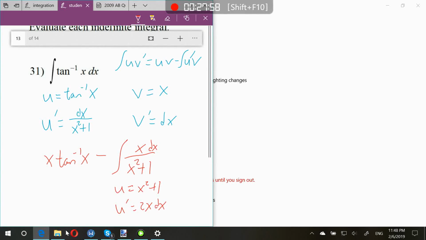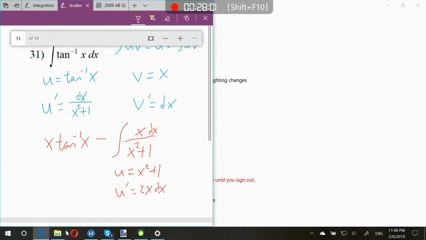Perfect. So if I make that substitution, 1/2 times 2 is 1, so I have not changed anything. Now I've got u prime that I can substitute for, 2x dx, and u, x squared plus 1. So this is really x times the arctangent of x minus 1/2 times the integral of u prime over u. What happens if I integrate u prime over u? Ln u. Ln u, perfect.